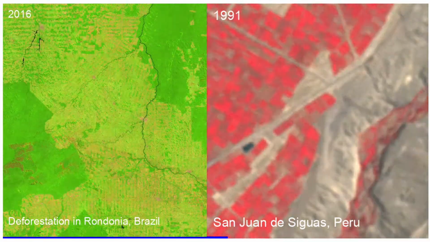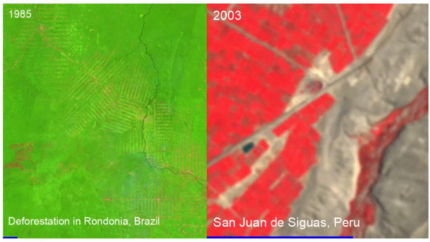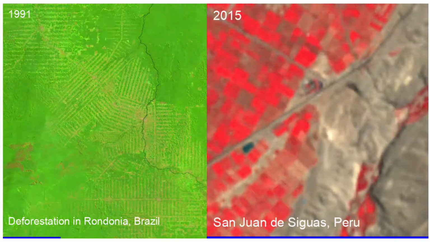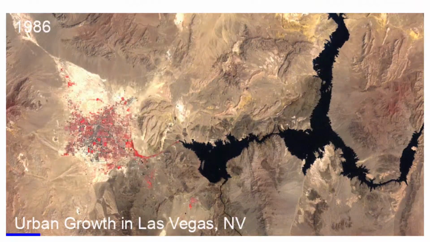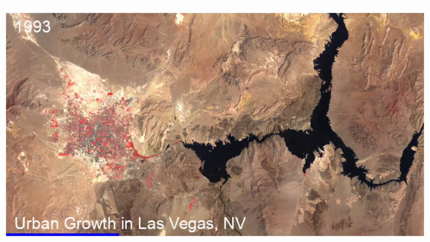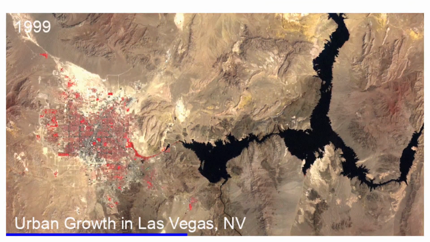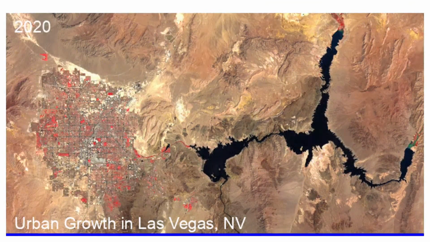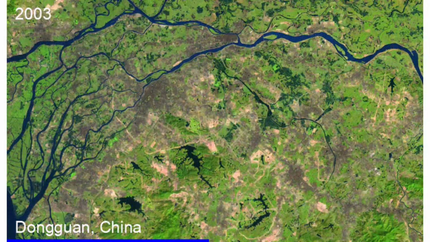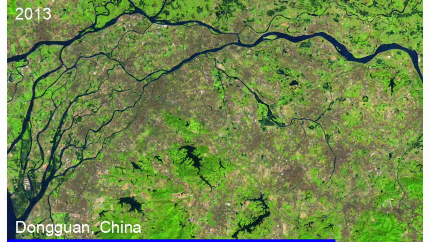The one here on the left is deforestation, and on the right here is showing you the landslides. This is very striking because the landslide lasted for many years, and you want to be able to see that on site. You can only see that from long-term remote sensing satellite imagery. This one is Las Vegas, urban growth, and also you can see the shrinking of the reservoir. This one is for urban growth in China, Dongguan City.